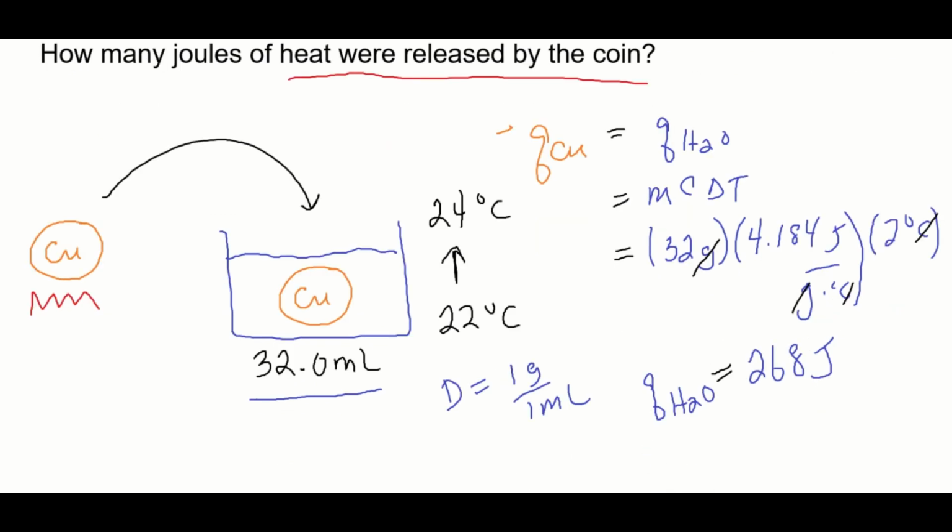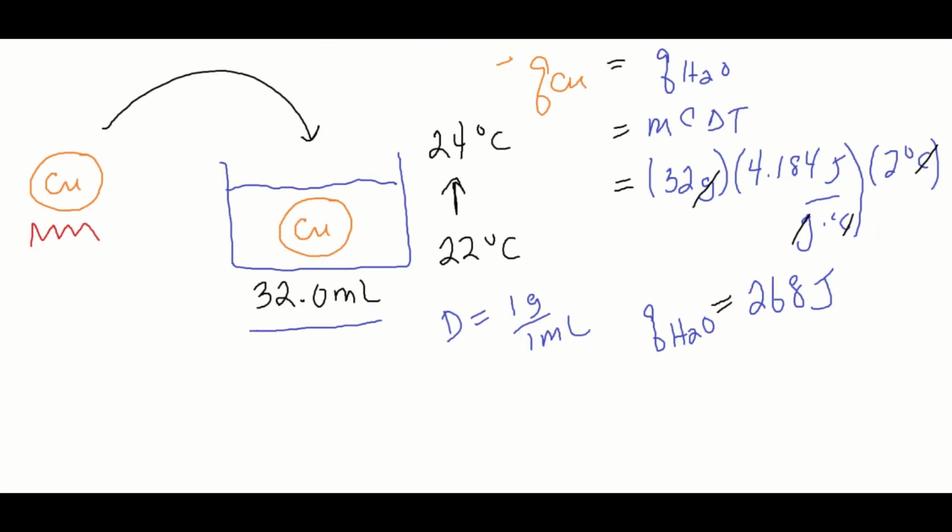And because the only other thing that exists in this universe is the copper coin, that heat that the water gained must have come from the copper. So we can say that the copper lost 268 joules.